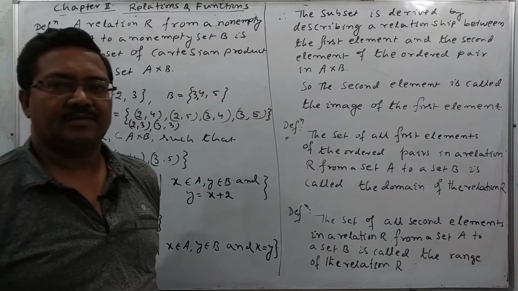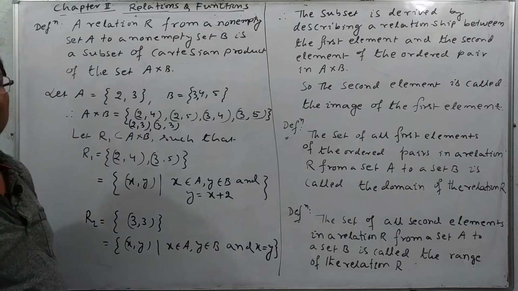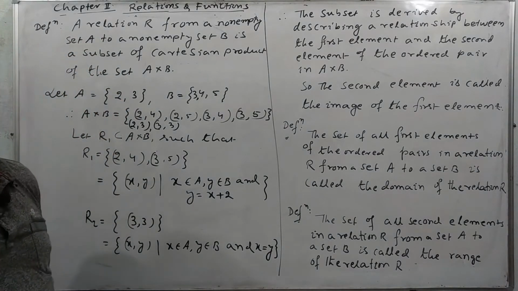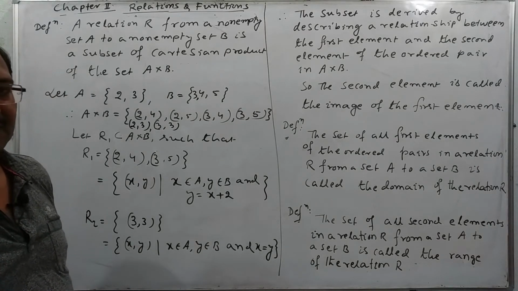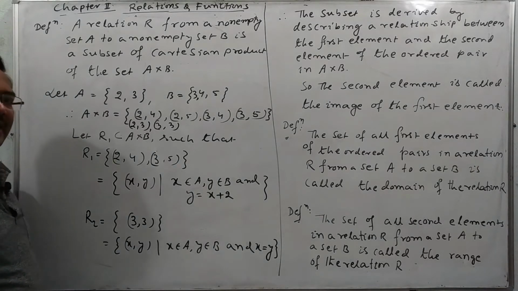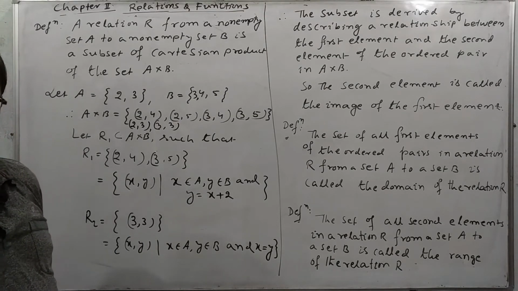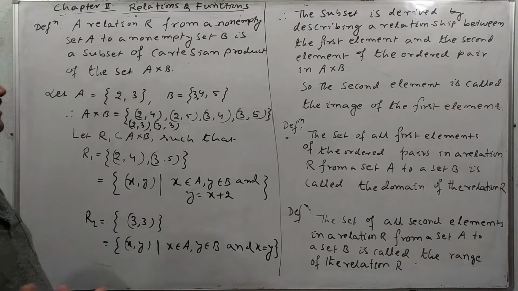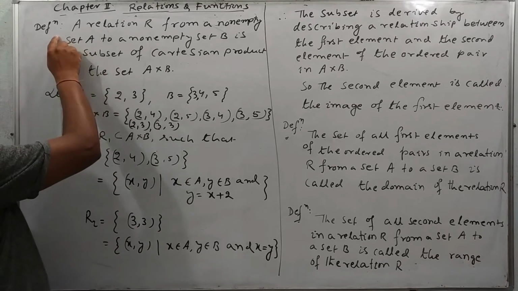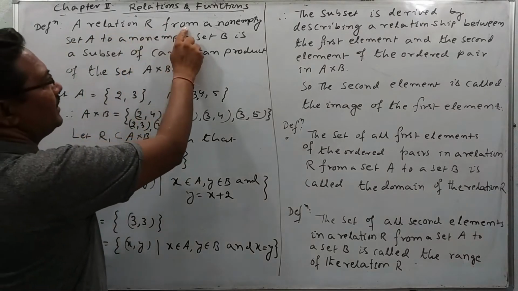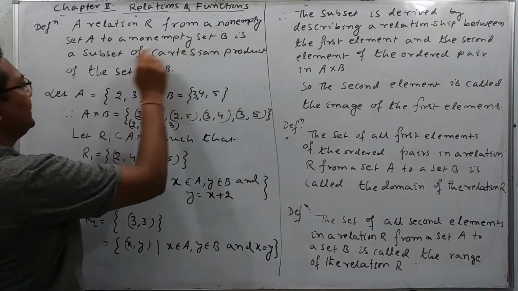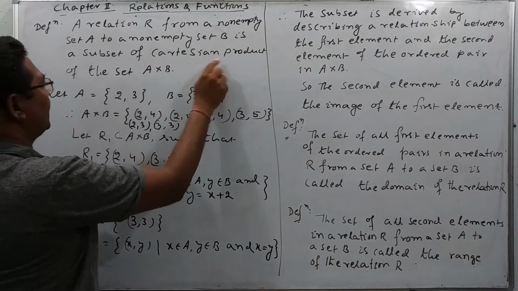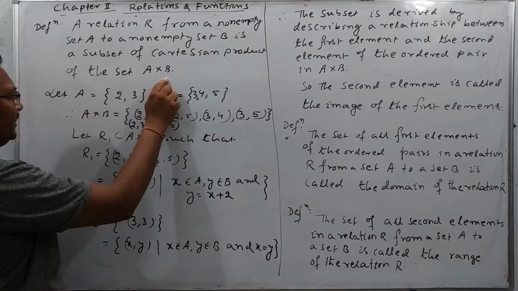In the relation chapter, we have two arbitrary sets A and B. They must be in the Cartesian product. So, any subset of A Cartesian product B is known as a relation. So, we have a definition: a relation R from a non-empty set A to a non-empty set B is a subset of the Cartesian product A Cartesian product B.